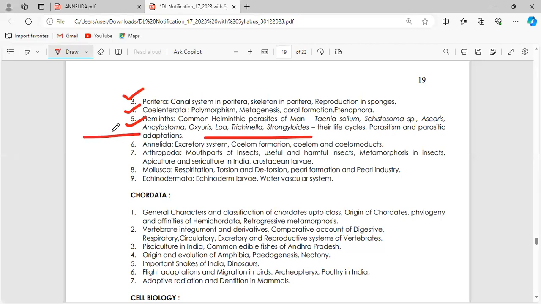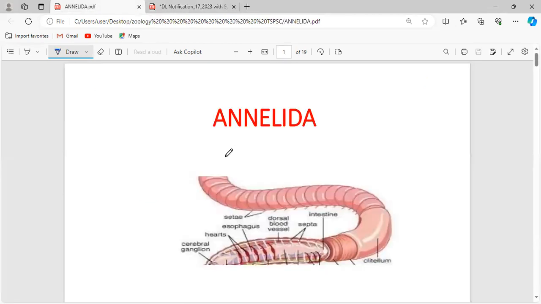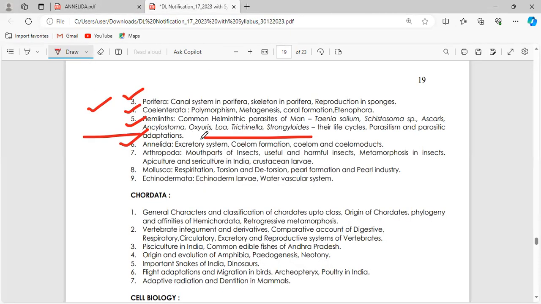Up to this, do you find any doubts? Do you find any difficulties in understanding any concepts? You can tell me now. In today's class, what we are going to see is Annelida, and by today itself, we are going to complete this phylum Annelida. Clear? Okay.